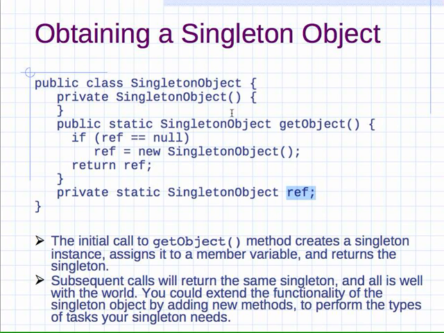So the first time you call getObject is when you create it. After that, you're just getting this pointer or reference data type variable. You could extend the functionality of the Singleton object by adding new methods to perform the types of tasks your Singleton needs. For example, if it's a deck of cards or something else that you only have to have one of, like a queue, then you need all those other methods. But these methods and this data member are what make sure that there's only one instance.